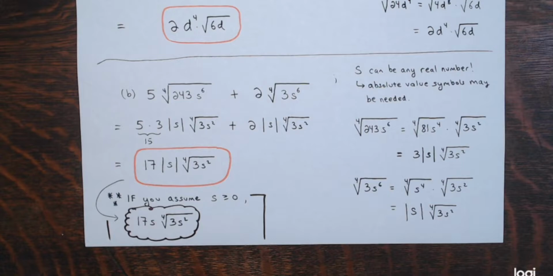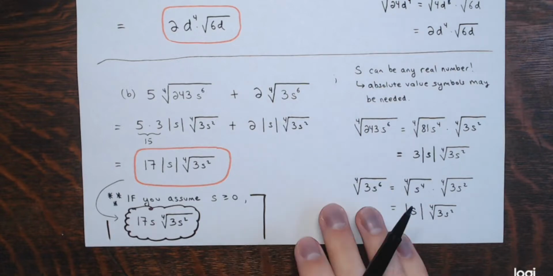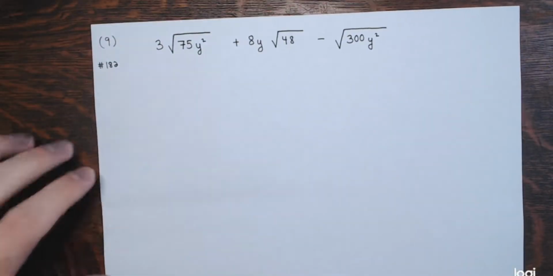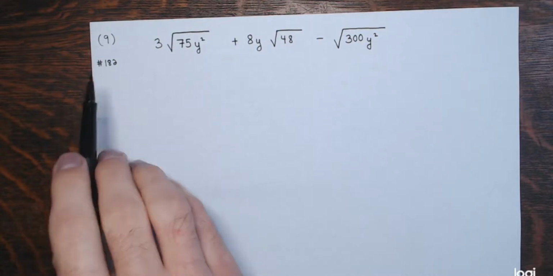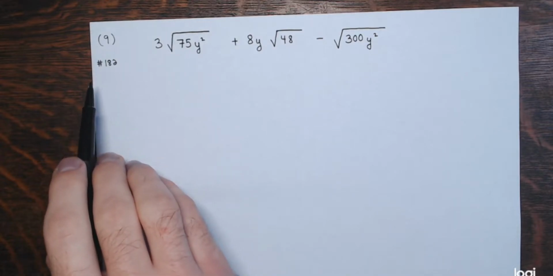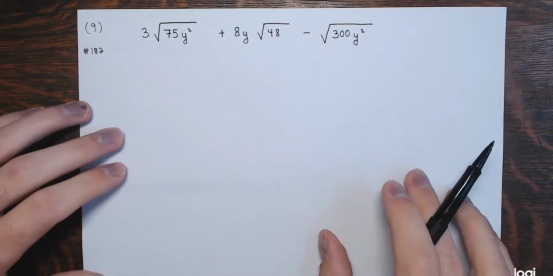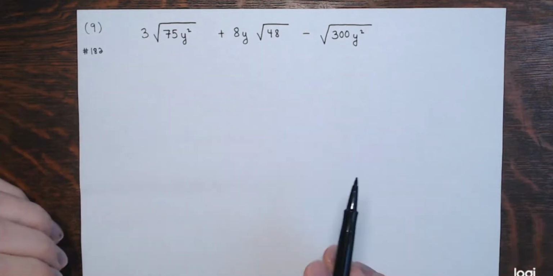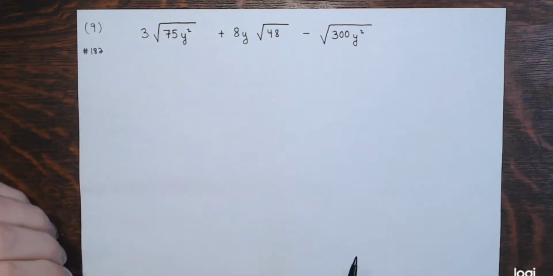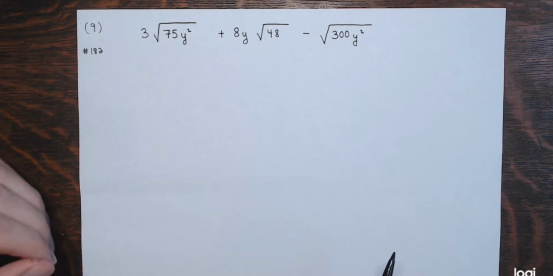All right, and I have one last question. Number 9, this is exercise 182. And it's no different than anything else. It's just 3 terms.